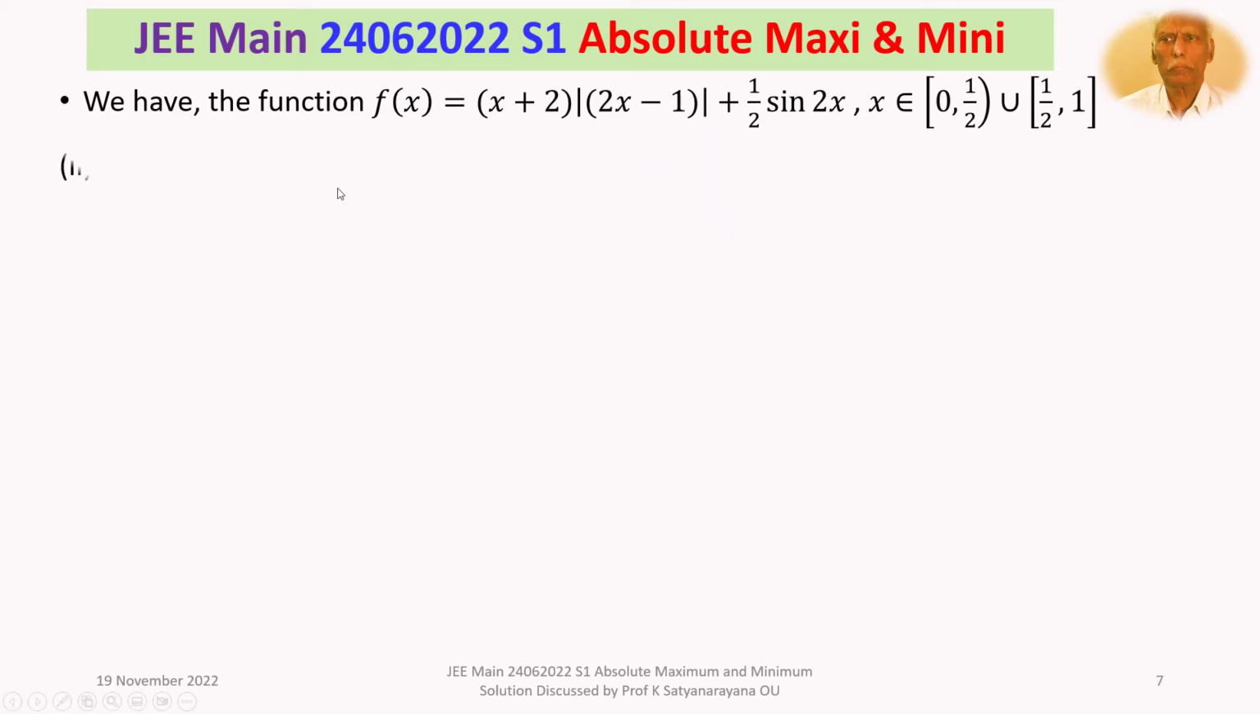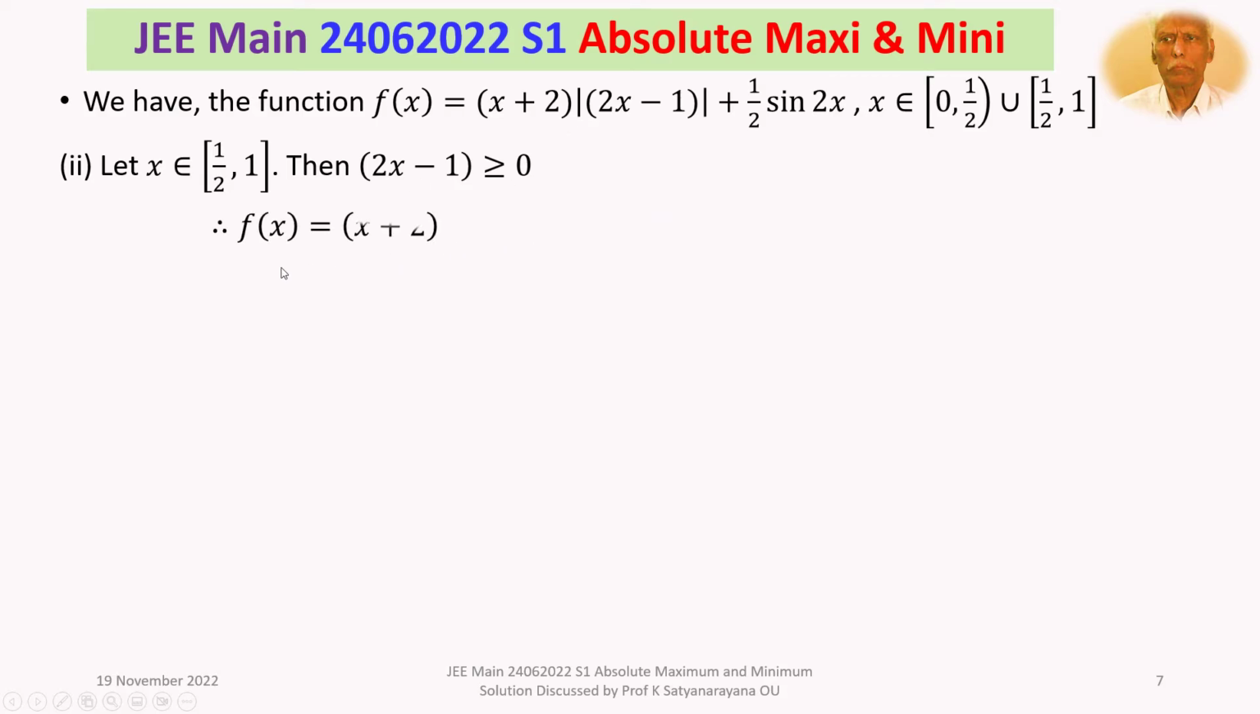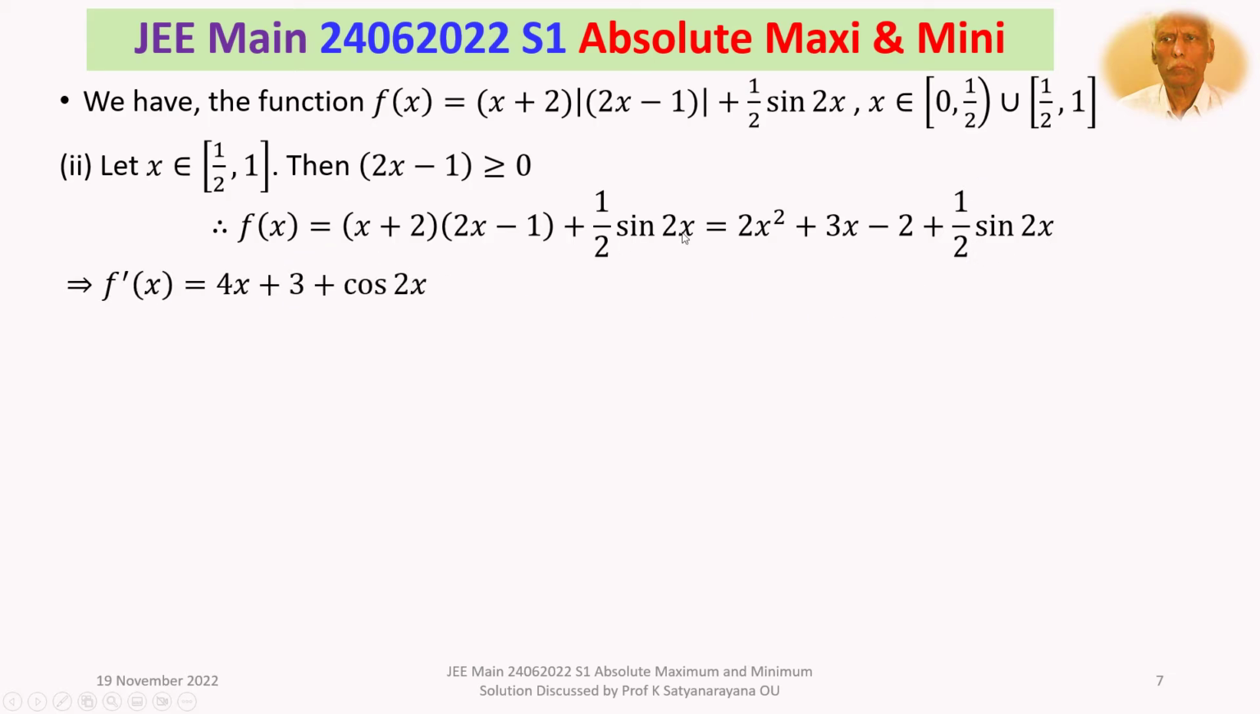We now take x belonging to [1 by 2, 1]. So in case 2, we consider this. In this interval, 2x minus 1 is greater than or equal to 0. Therefore, mod of 2x minus 1 will be 2x minus 1 only. And therefore, f of x will be equal to x plus 2 into (2x minus 1) plus 1 by 2 sine 2x. When you multiply, you will get 2x square plus 3x minus 2 plus 1 by 2 sine 2x. And the first derivative, f prime x, is equal to 4x plus 3 plus cos 2x.